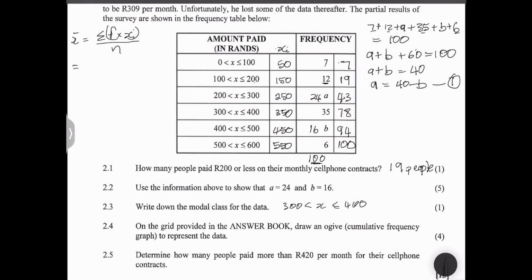And then the next question, they say on the grid provided, draw the ogive or the cumulative frequency graph to represent the data. So what I'm going to do, just quickly, we've got 7, we've got 19, we've got 43, we've got 78, we've got 94, and 100. Right, so let's try and plot that in our graph.